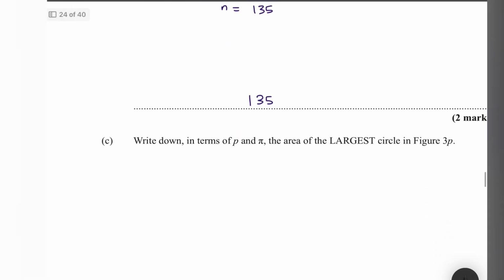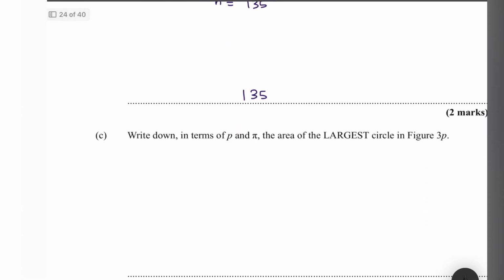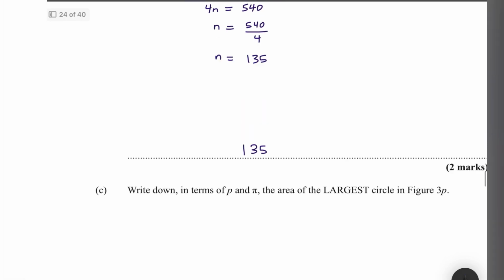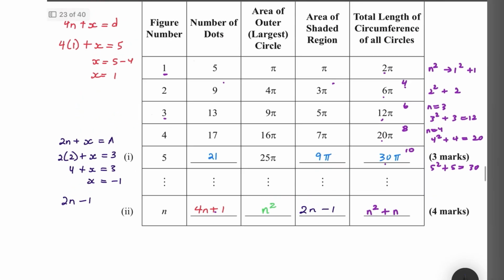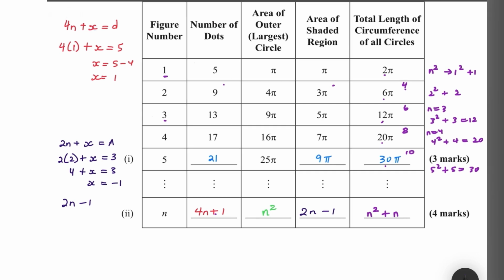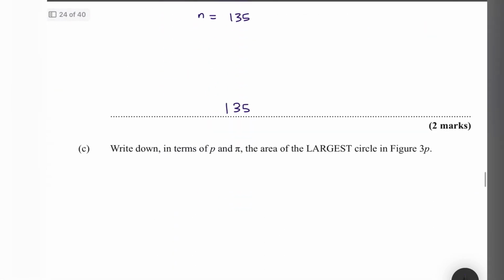And then the final part of the question: write down in terms of p and pi the area of the largest circle in figure 3p. All right, well, let's see. If the area of the largest circle is given as n squared, right? So the largest circle, the formula to find that is n squared. So if the figure number is 3p, it means, so let's say n equals 3p, right?